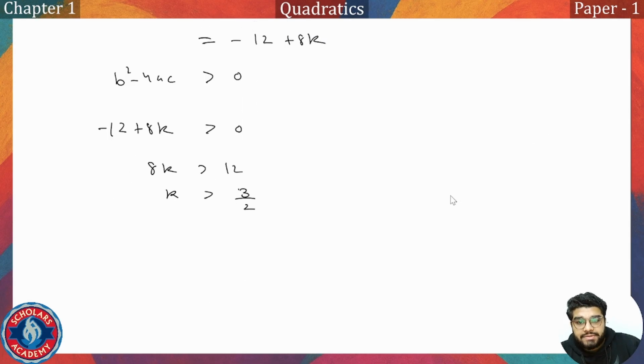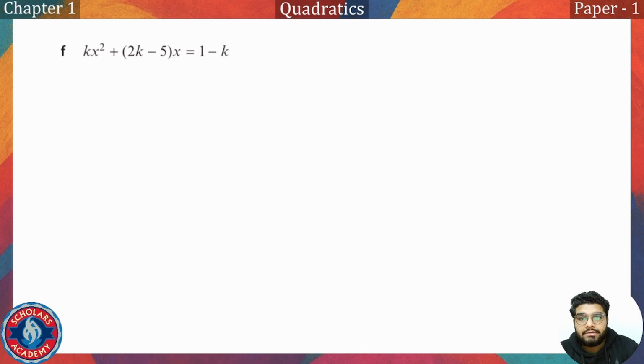So this is our answer. For all the values of k greater than 3 by 2, we'll get two distinct real roots for the quadratic equation. Alright, next part is this. Let's simplify it, bring everything to the left hand side.